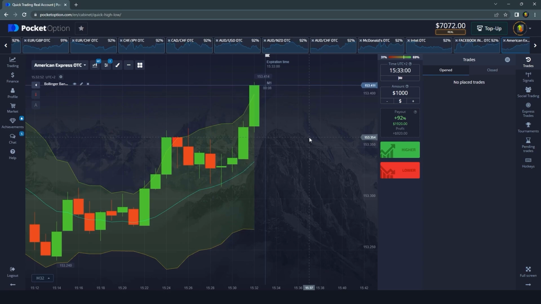Here the opening of the bands is not as steep, but these big momentum candles give me plenty of confidence to enter. Let's wait for the close of the candle.